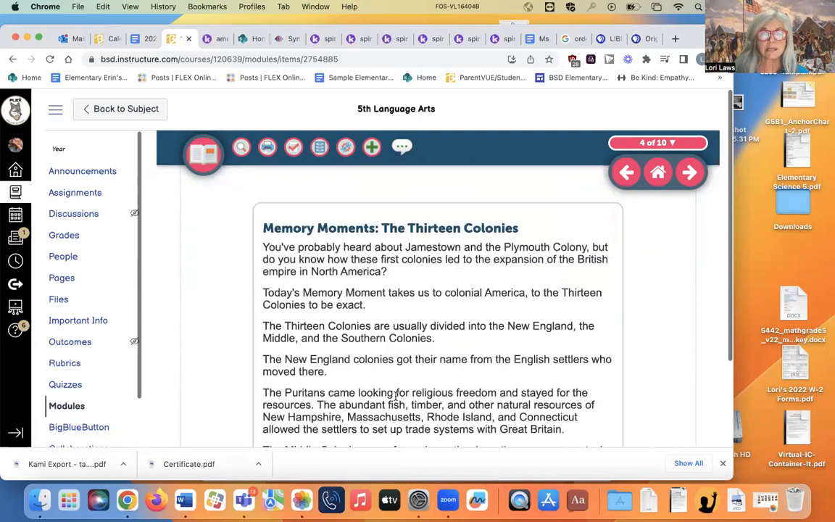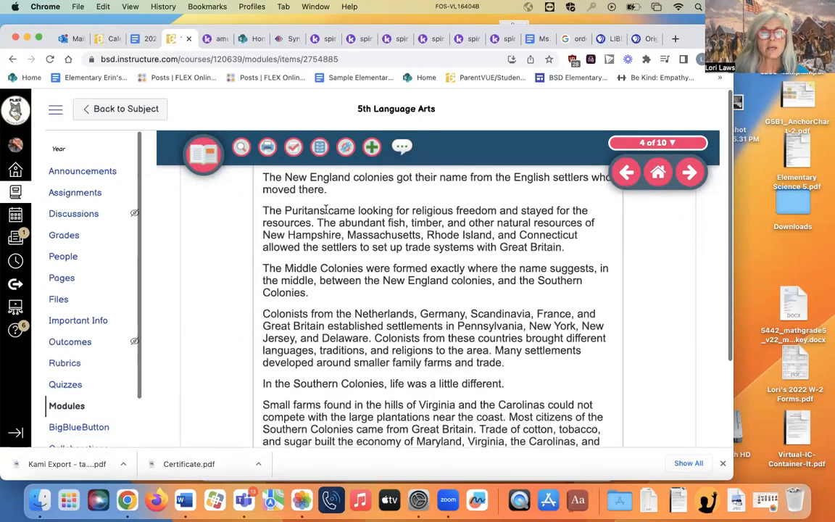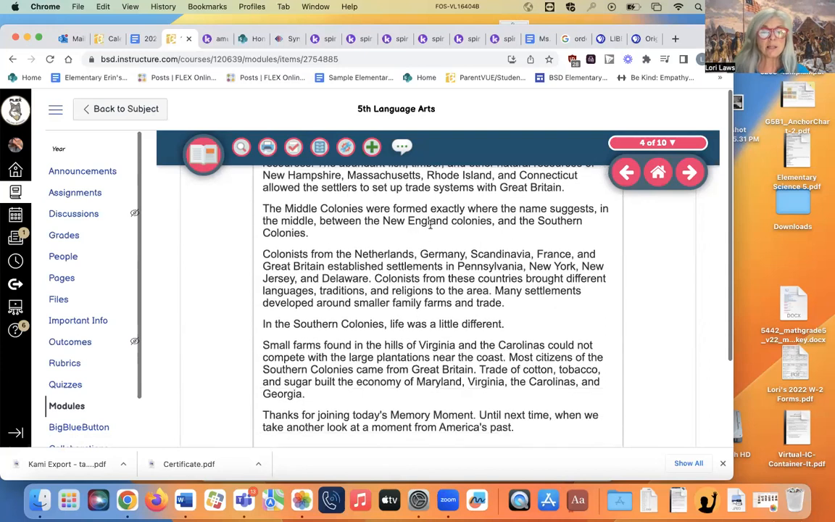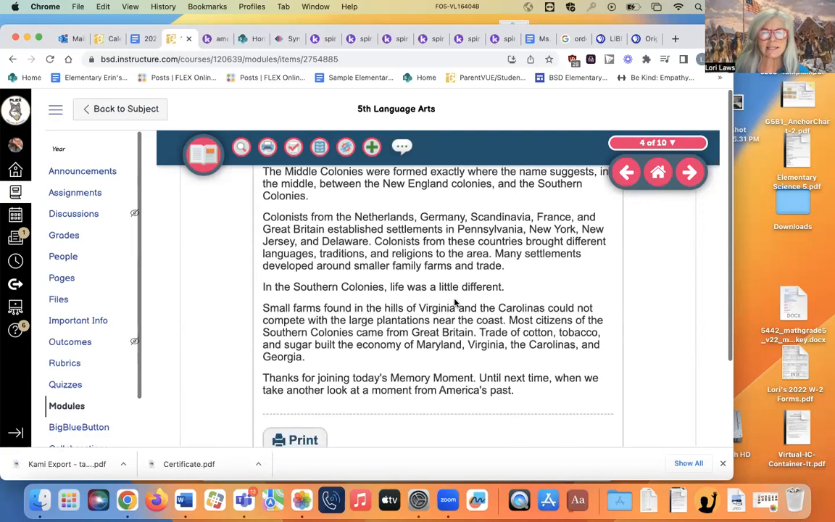And on this page, they talk about how the Puritans came for religious freedom. They lived up there in the north in New Hampshire, Massachusetts, Rhode Island, and Connecticut. The middle colonies were formed exactly where the name suggests. They were kind of in the middle. But then in the southern colonies, life was different. They had these huge farms. They were very based on economics, and they relied on slavery. So having a rule against slavery was going to really hurt them economically.